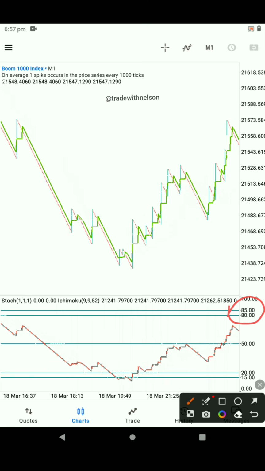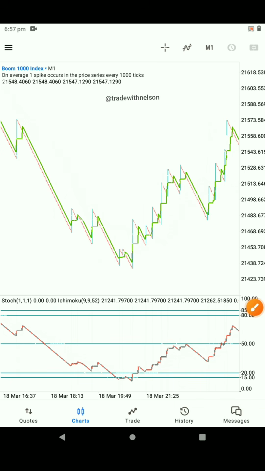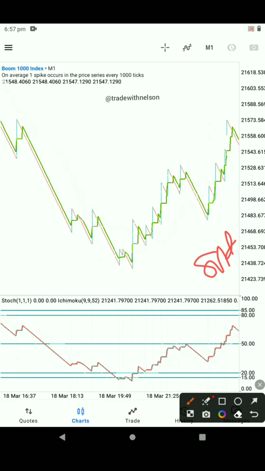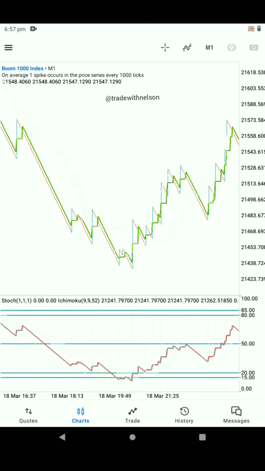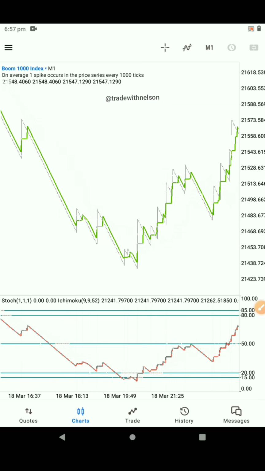As we all know, the level above 80 and 85 is the overbought level, and once the market enters this level, it is likely to sell to the downside. The level below 20 and 15 is the oversold level. Anytime the market enters this level, it is likely to buy. So first, let's talk about the boom market.